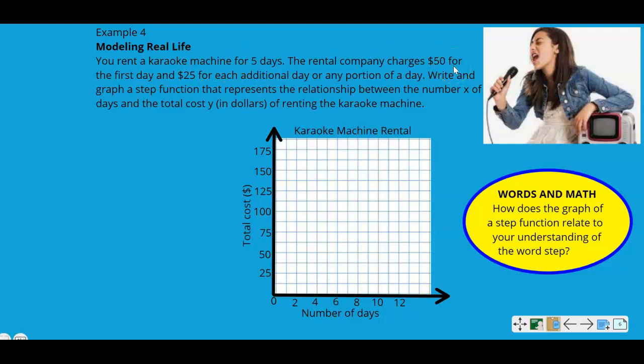So the first day is $50. So we know that day 1 is $50. So we're going to have the whole first 24 hours. So 0, from 0 to 1 is going to be $50.